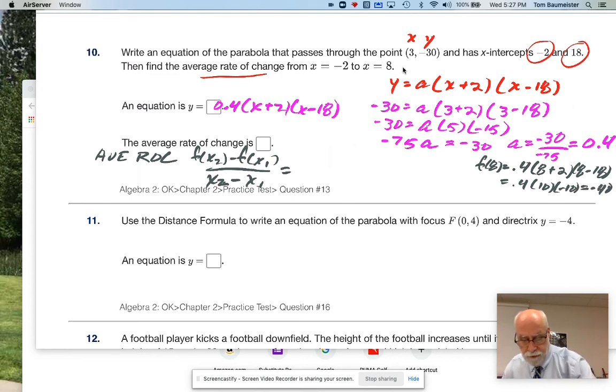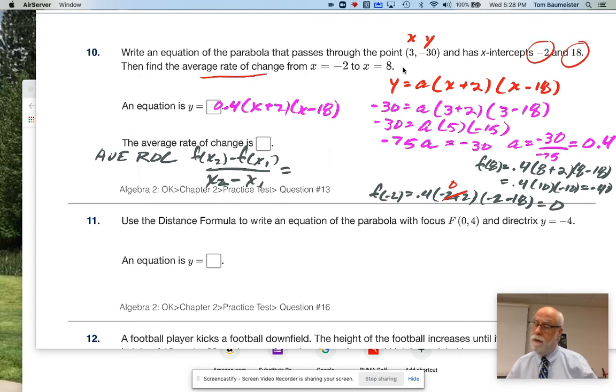All right, f of x, or f of -2 in this case, I'm going to say it's 0.4 times -2 plus 2. Remember, I'm plugging in for x. I'm replacing it with -2. And I'll have -2 minus 18. So on this one here, this right here becomes 0. So now I have 4/10 times 0 times -20. Well, it doesn't matter what everything else is. When I multiply by 0, it ends up being 0.